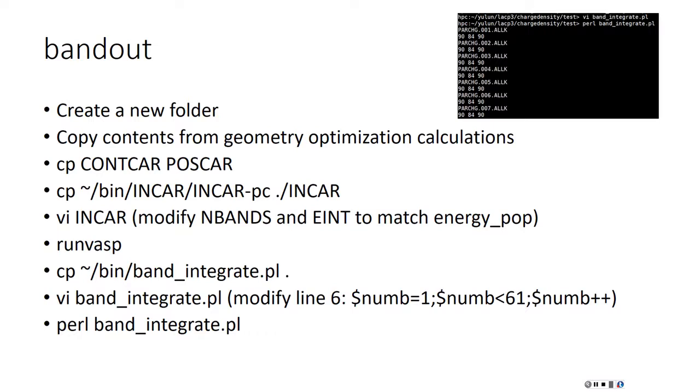Sorry, so when you go into the band integrate.pl file, line 6 already looks like that, and you're just modifying the numbers that you want? Yes, basically you just need to modify the numbers. Just that one number? Or both of them, 1 and 61? Both of them. The first one is 1, the second one is 61. Would you ever modify those two pluses? No. Okay.